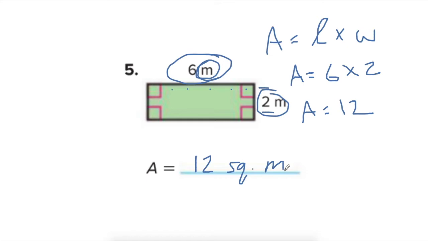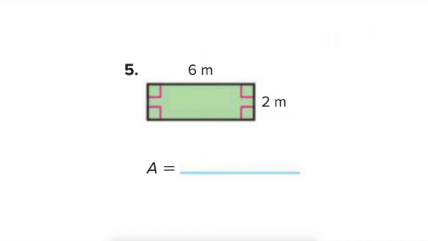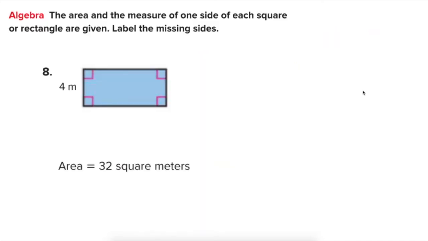And I was able to use my formula to get that, or like I showed you, we could have drawn and counted as well. But soon we're going to get bigger and bigger numbers, and we don't want to have to count the whole thing. Take a look at one more example where this one's a little bit different. It wants us to take the area and the measure of one side of each square or rectangle that is given, and then find the missing side, so the missing length or the width.